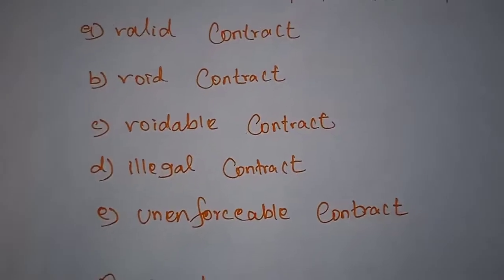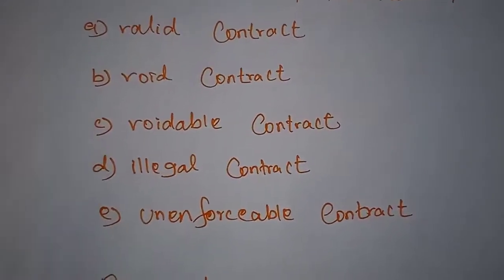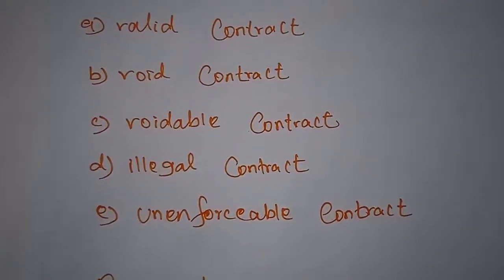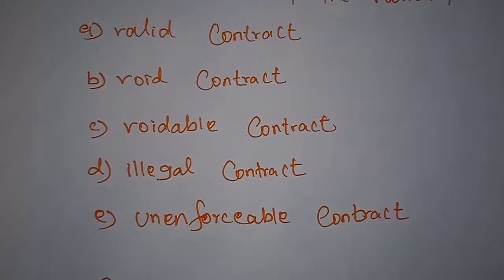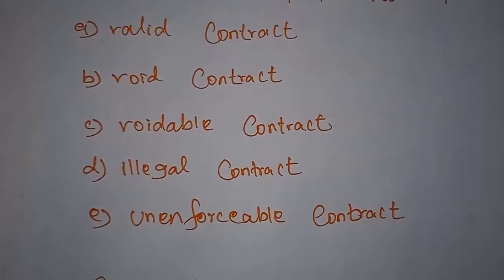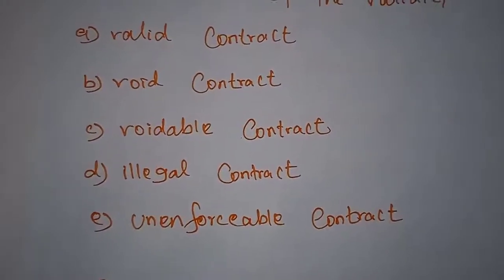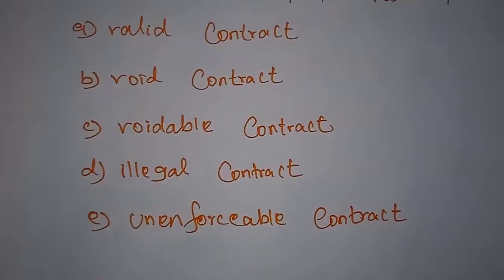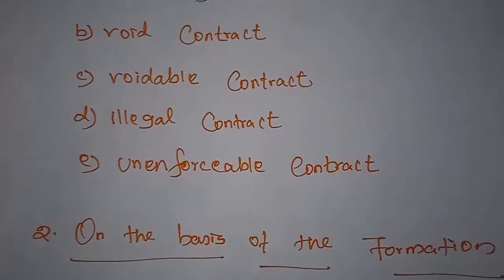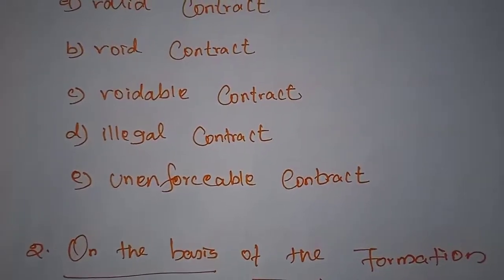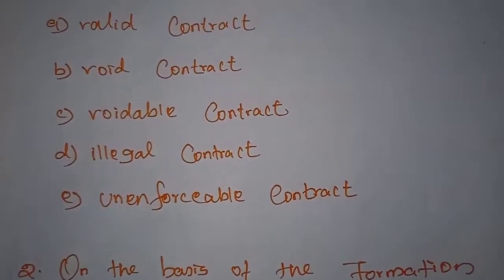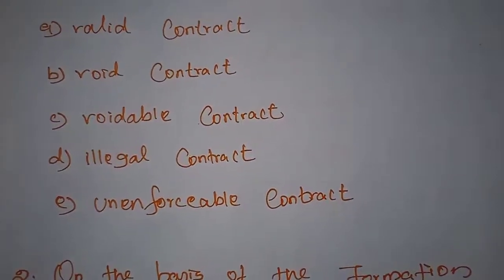Next, voidable contract. So voidable contract means it is able to be voided. An agreement which is enforceable by law at the option of one or more parties, but not at the option of the other or others, is a voidable contract. This is the result of coercion, undue influence, fraud, and misrepresentation. Next, illegal contract. It is a contract which is forbidden by law. All illegal agreements are void, but all void agreements or contracts are not necessarily illegal.